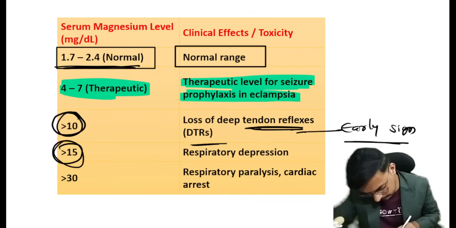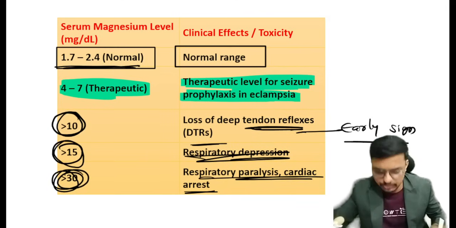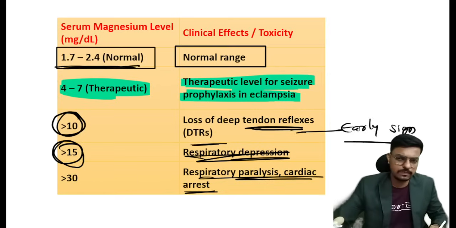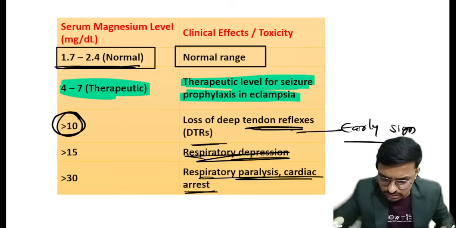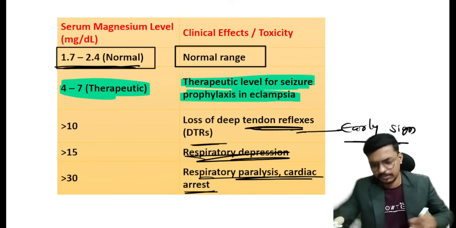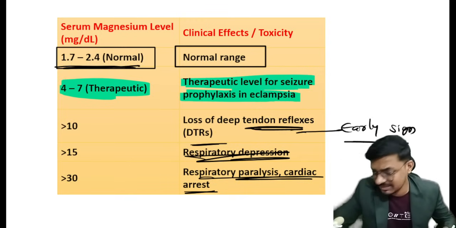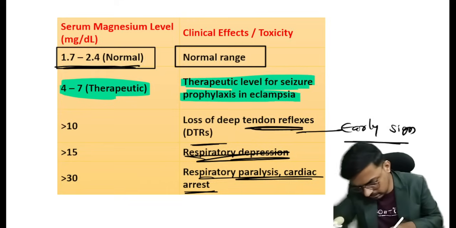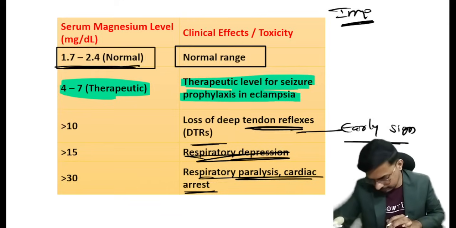If it goes more than 15, respiratory depression. If it goes more than 30, cardiac arrest. Very, very important, please do remember. Cardiac arrest happens when MgSO4 goes more than 30. Respiratory depression happens when it goes more than 15. The deep tendon reflex becomes absent when the serum magnesium level goes more than 10 milligram per deciliter. Please do consider this chart. It is very important. Don't forget.